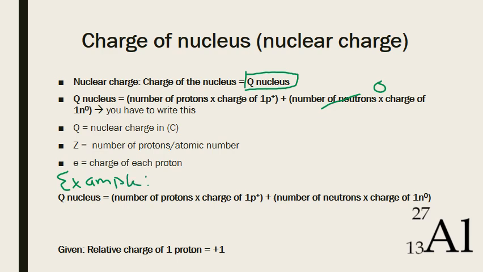So as an example, this is an example for Al 27 13. If I ever give you a question, calculate the charge of the nucleus or something like that, you always write Q nucleus equals number of protons times charge of one proton plus number of neutrons times charge of one neutron. And remember, this is 0. So number of protons is 13. So it's the number here. It's 13 times the charge of one proton. And this is normally given. So it is plus 1. And we usually put this in brackets. Remember, it's got a positive charge, so we always have to give this positive sign, so positive 13.